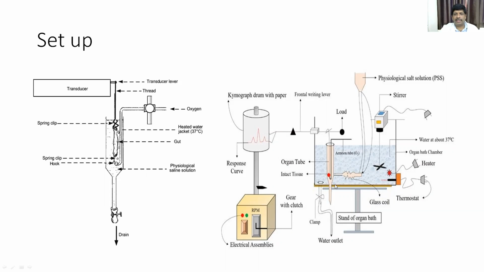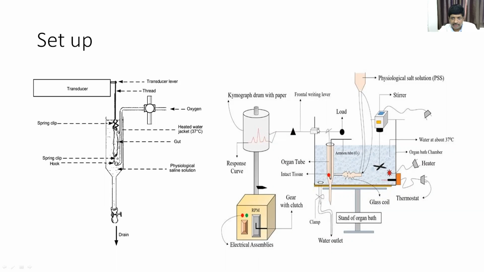So this is the whole setup, which is known as the Sherrington rotating drum with kymograph paper. This is the organ bath, or a student organ bath. This is the tissue bath or the organ tube, and so on.